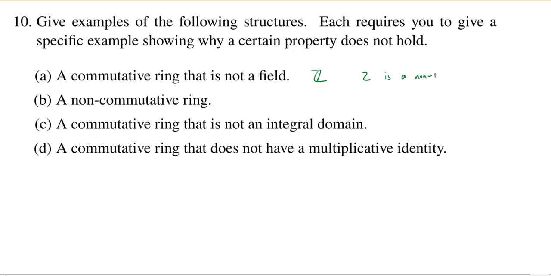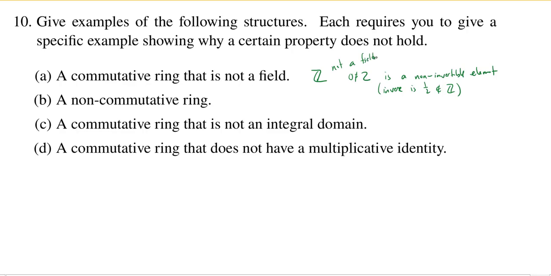So 2 is a non-invertible element. We know that the multiplicative inverse of 2 is 1/2, which is not an integer. So the inverse is 1/2, which is not an element of Z. Since there's a non-invertible element, of course, 0 never counts. Even in a field, 0 is not invertible. Since we have a non-invertible element which is not 0, this implies Z is not a field. Okay, so Z, not a field.